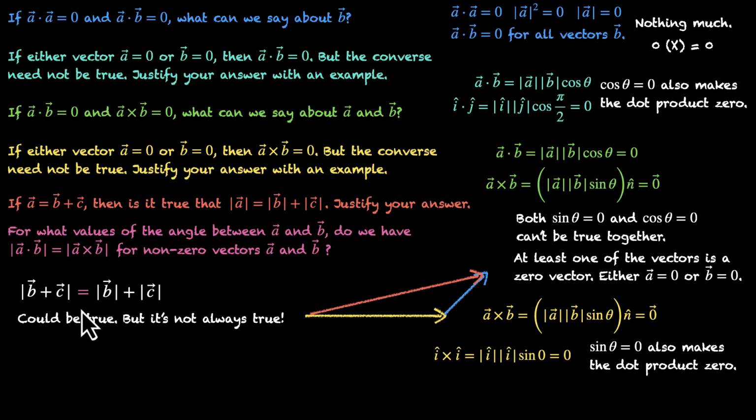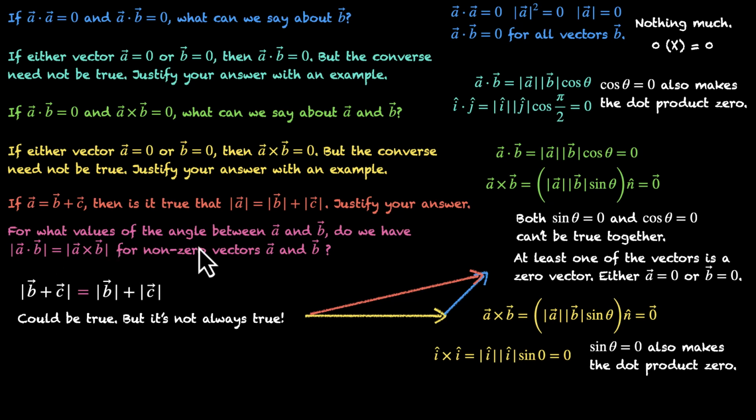And when will it be true? This will be true when the triangle collapses, when both of these vectors are facing in the same direction. That's when this yellow length plus blue length will be equal to this orange length. So this is not always true, but this could be true when the triangle collapses, which means when B and C are facing in the same direction. Let's look at the last one.